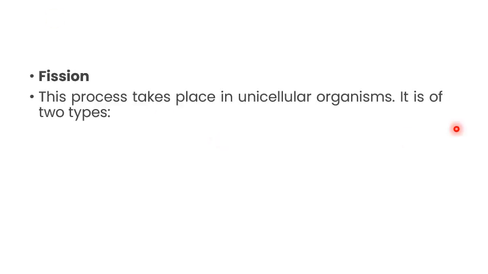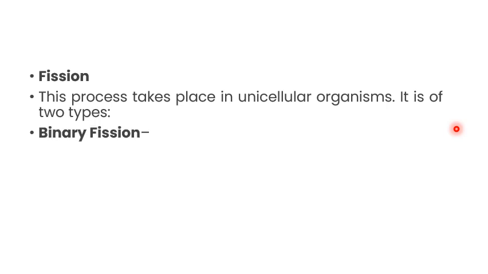Now let us discuss the different types of asexual reproduction. The first one is fission. Fission is a process which takes place in unicellular organisms. What are unicellular organisms? These are single celled species. So what is fission then? It is a type of asexual reproduction where the single parental organism divides into two or more daughter organisms. It is a very simple as well as efficient way for organisms to reproduce, especially when the condition is favorable. It is of different types.